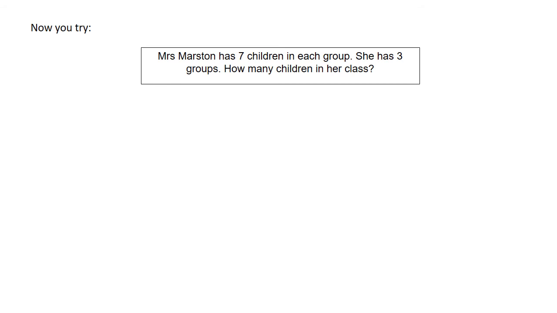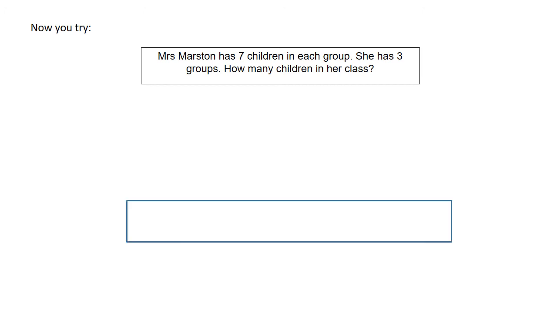Next question. You're going to have a go. So I'm going to start you off and then you can carry on. Mrs. Marston has 7 children in each group. She has 3 groups. How many children in her class? So let's start with a bar. She's got 3 groups, it says there. So let's put 3 groups in. And in each group she's got 7 children. So there's 7 children in the first group.